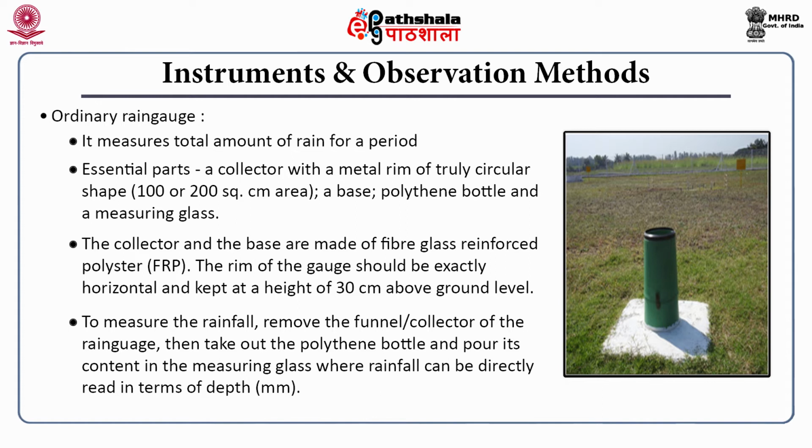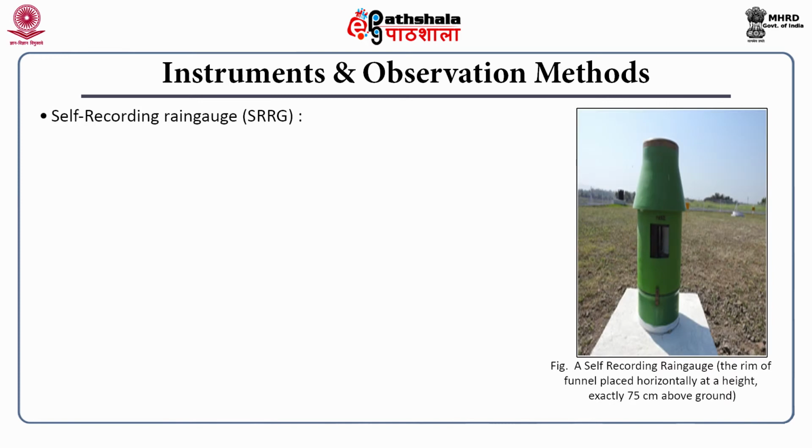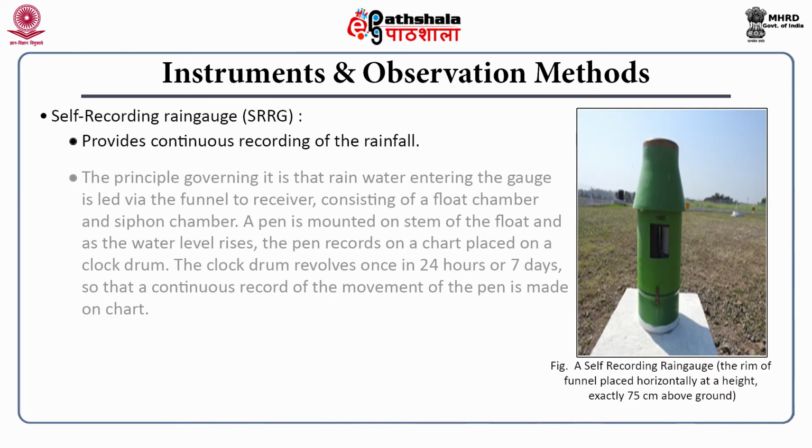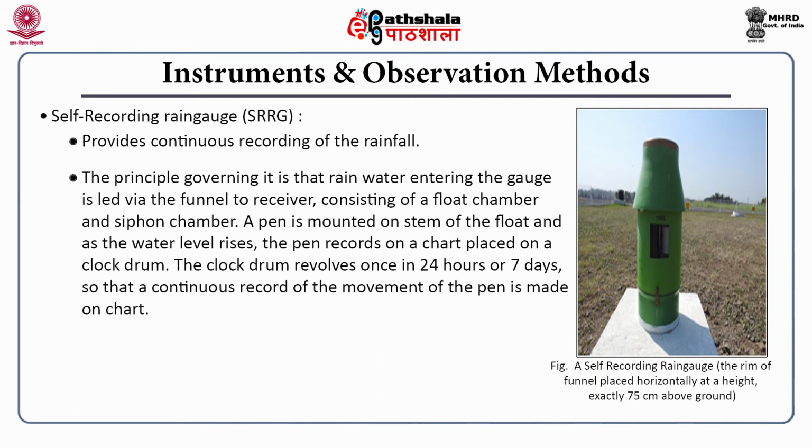In the measuring glass, it is already graduated and the depth of the rainfall can be directly read. Then comes the self-recording rain gauge. It provides continuous recording of the rainfall. The principle governing it is that rainwater enters the gauge via a funnel to a receiver.